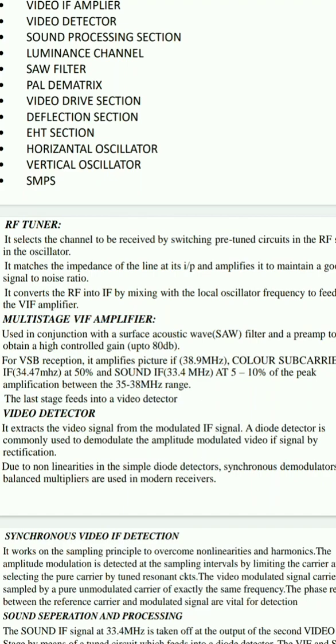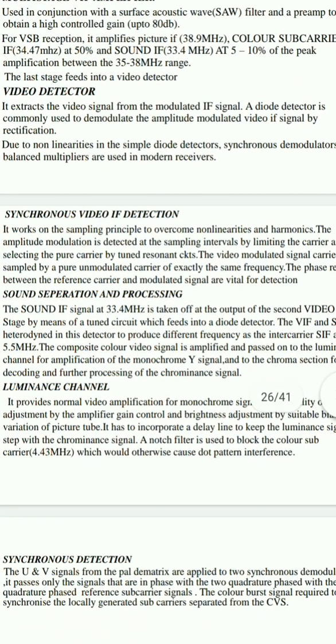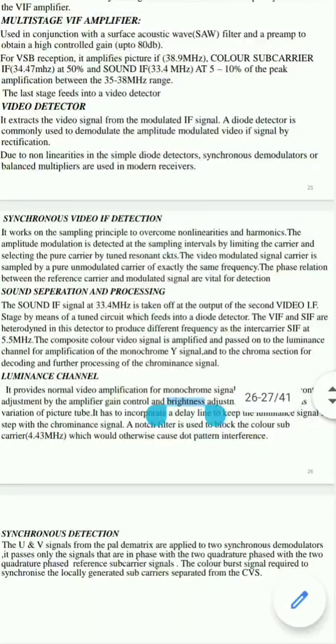After that you can see about the synchronous video IF detection. It will work on the sampling principle to overcome the non-linearities and the harmonics. So the amplitude modulation you will get by the sampling theorem, by limiting the carrier and selecting the pure carrier by a tuned resonant circuit. And the video modulated signal carrier is sampled by the pure unmodulated carrier.